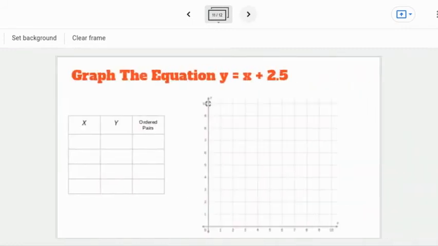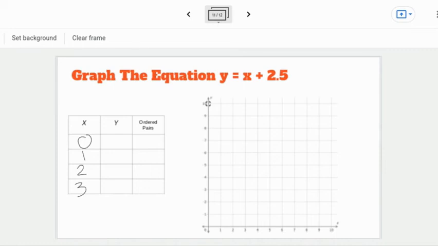Now, it doesn't give us our x's. So hopefully you remember, does it matter what I use? No, but it's best to just use 0, 1, 2, 3. So go ahead and use those for your x's. Pause the video, fill out your chart, come up with your ordered pairs, graph them, and then when everybody is ready, press play, and we will go over them.